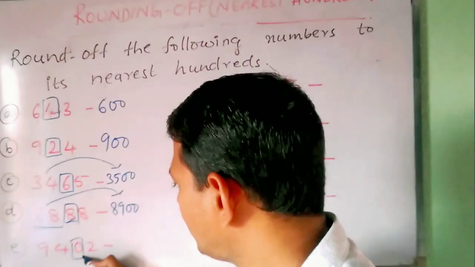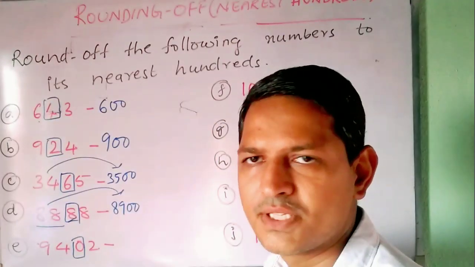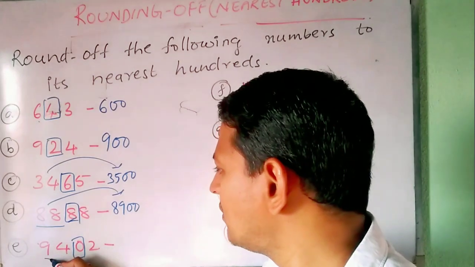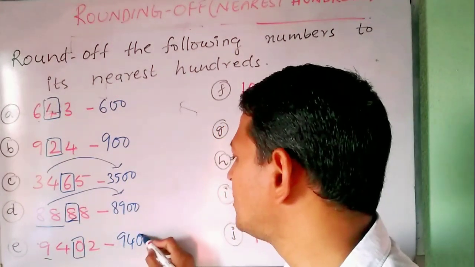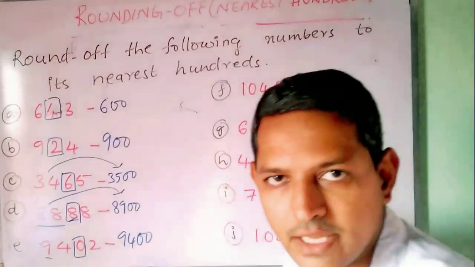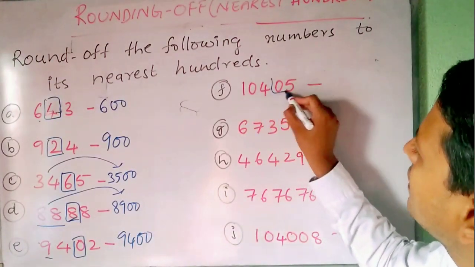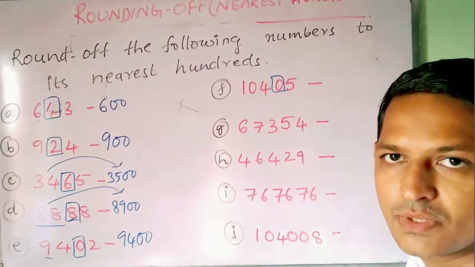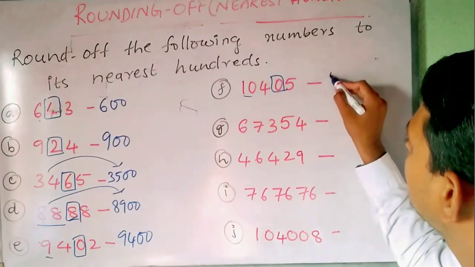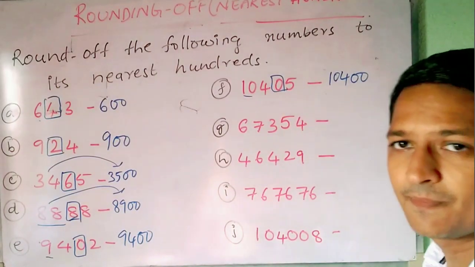Here the number which is in tens place is 0. So 0 is also less than 5. When 0 is less than 5, what do we need to do? We need to write the same number and place zeros in ones place as well as the tens place. Now coming to 10,405. Here also the number which is in tens place is 0. So the same number we write, and in ones place and tens place we place zeros.